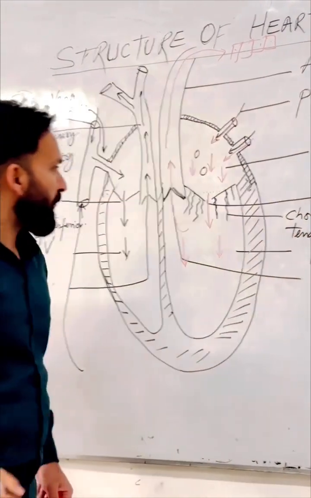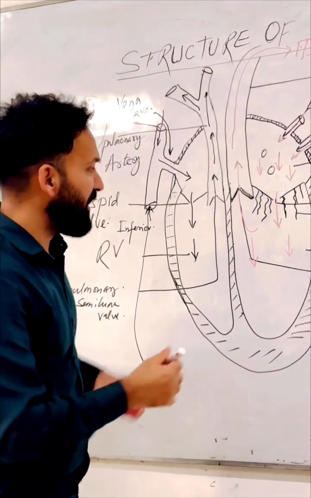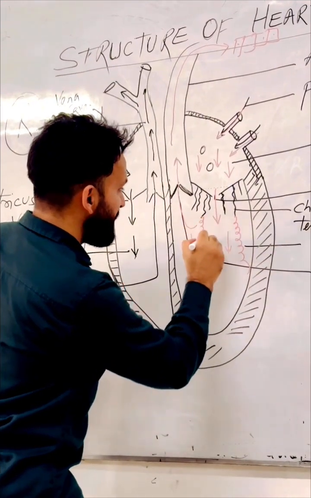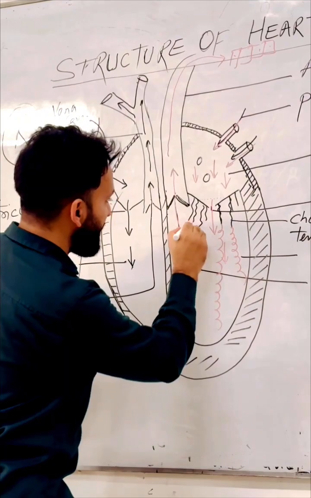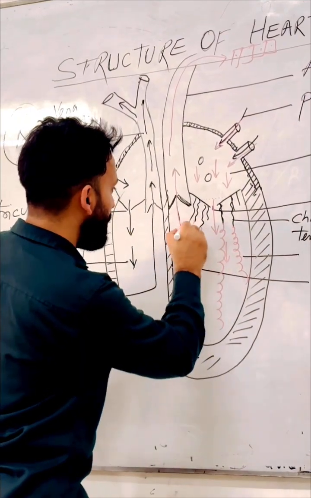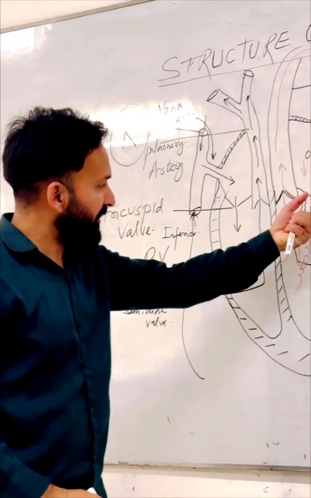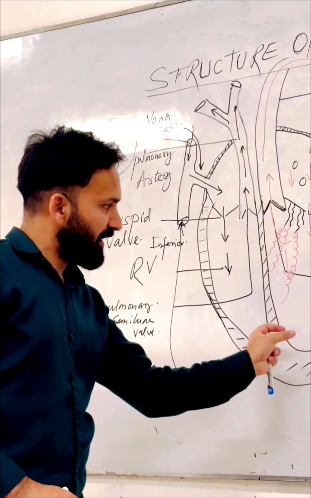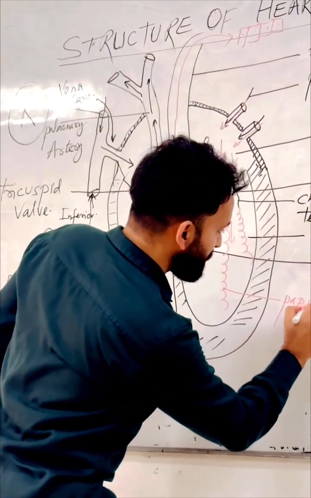Or simply as the tendons, right? Now these tendons are held by a special type of muscles. What is their function? They root these tendons in the wall of the heart. So these tendons are held together by these papillary muscles, and these papillary muscles are rooted inside the heart. So these muscles are now called papillary muscles.